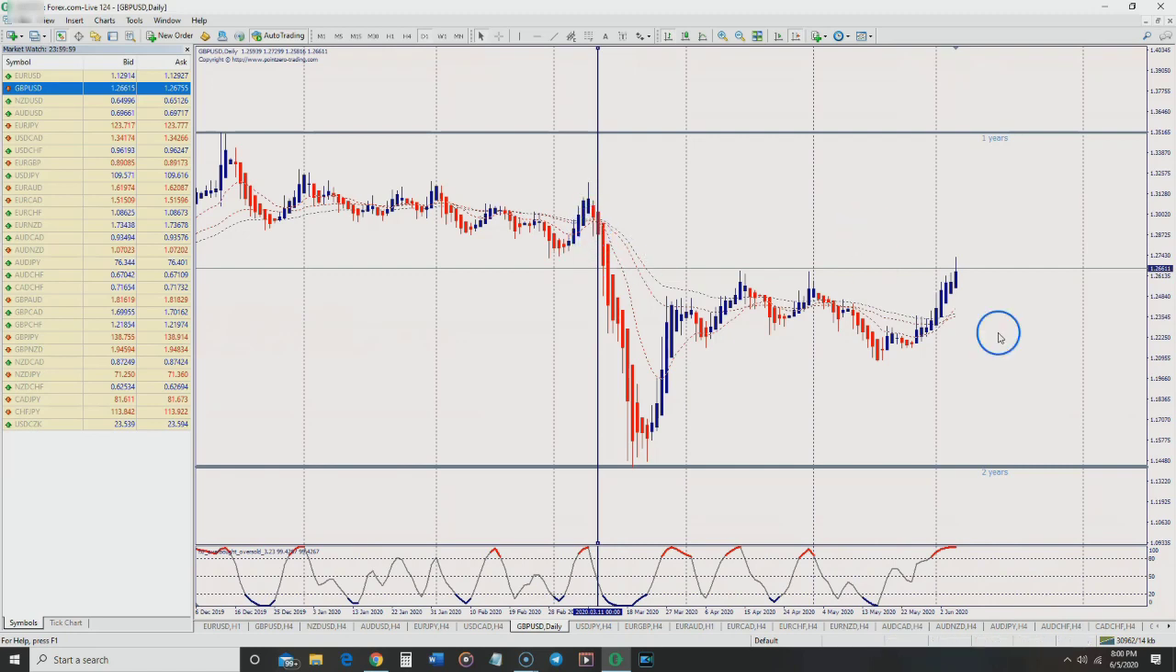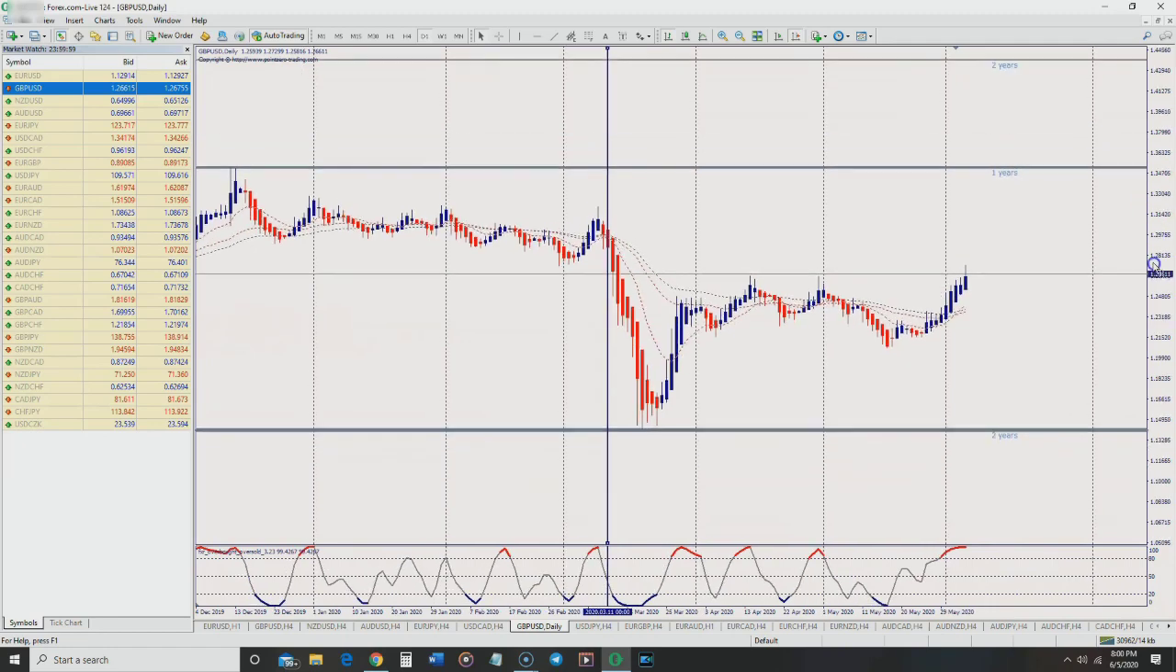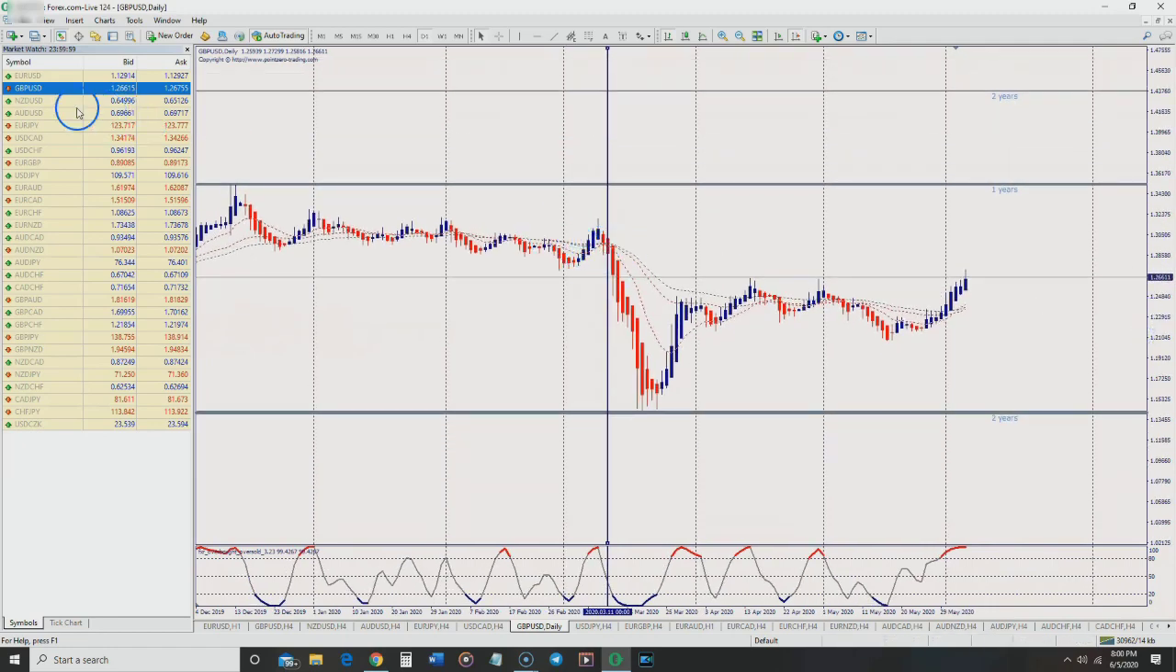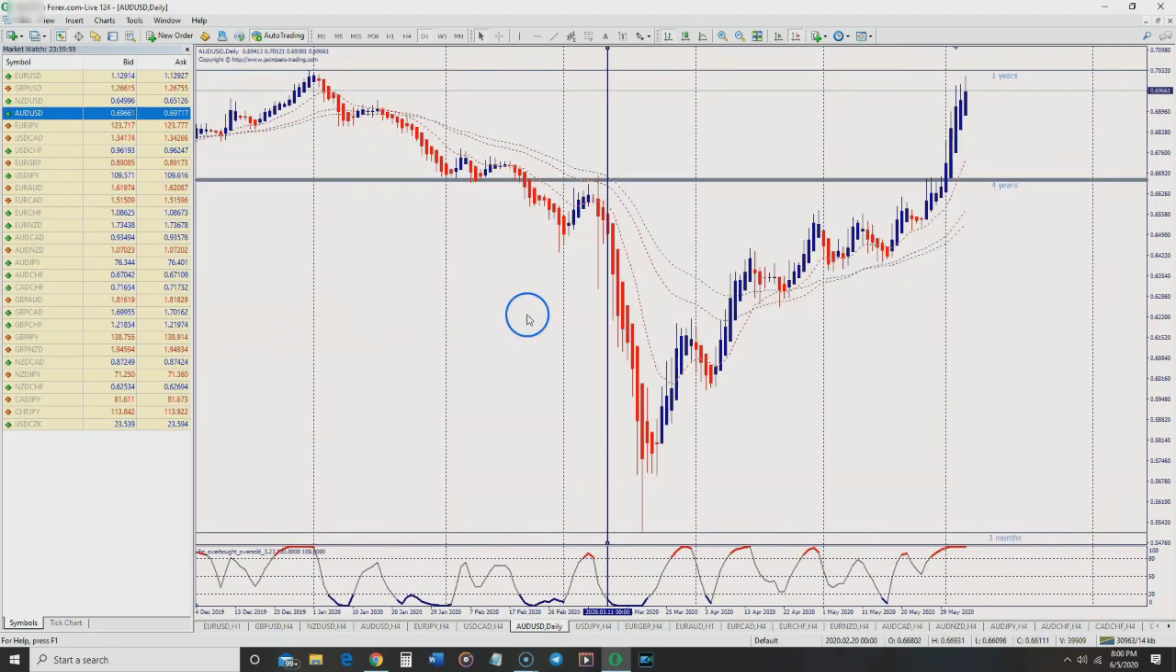So what I mean is the Euro USD could have gone short on Monday. The British Pound USD may have started going short on Tuesday. It's something like that. But as you can see, the Euro USD went short here. So did the British Pound. The NZD USD short. The AUD USD sell.